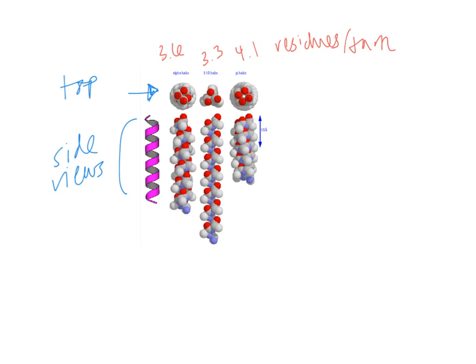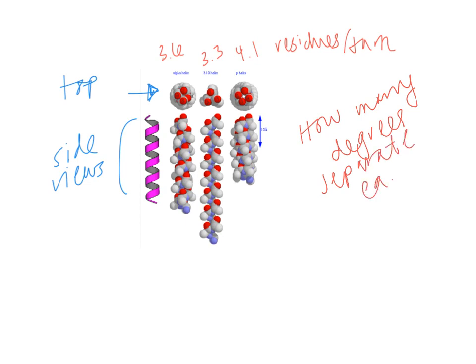The primary stabilizing interaction are the hydrogen bonds between backbone atoms. Between the backbone atoms, the side chains are sticking out of the sides. And the question to ask then is, if there are 3.6 residues per turn, how many degrees separate each residue?